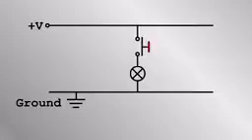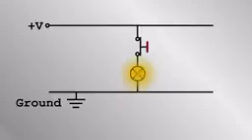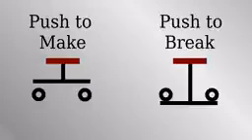Computers treat information as binary, on or off, true or false, 1 or 0, based on if the voltage is high or low. The important component in our circuit here is the push switch, which comes in two flavors. Push to make, that's when a person presses down and the circuit is completed between the two terminals and the bulb lights up. The push to break switch is exactly the opposite.